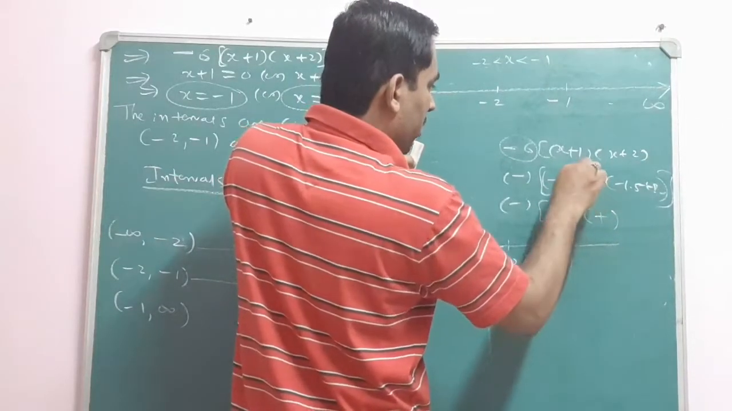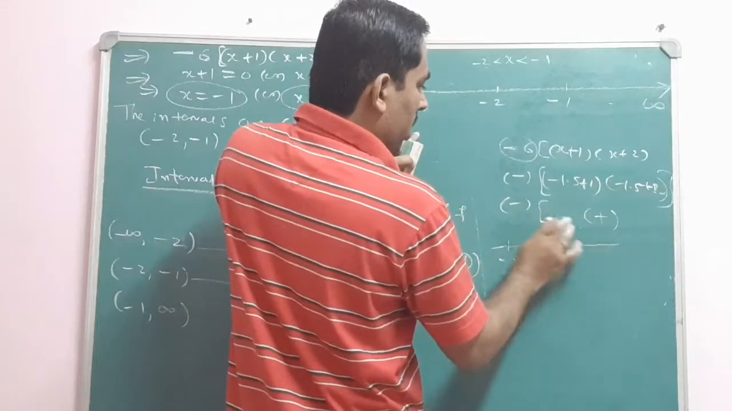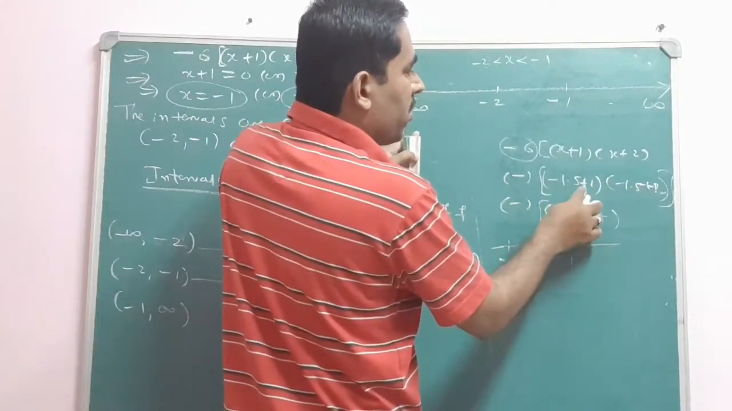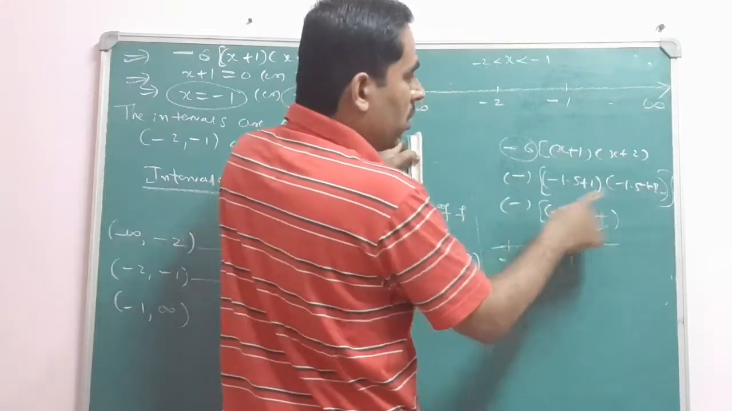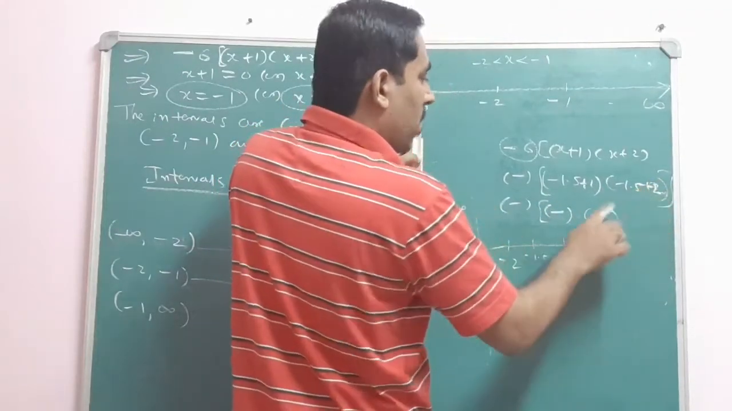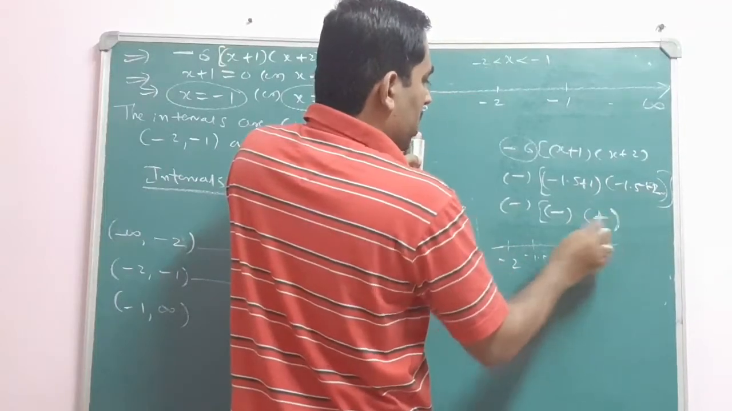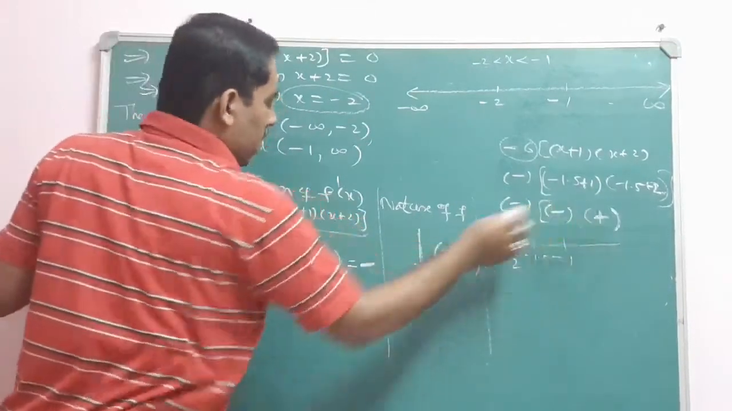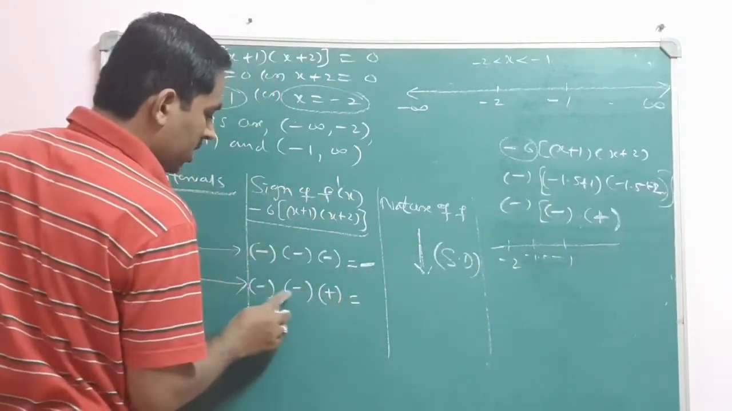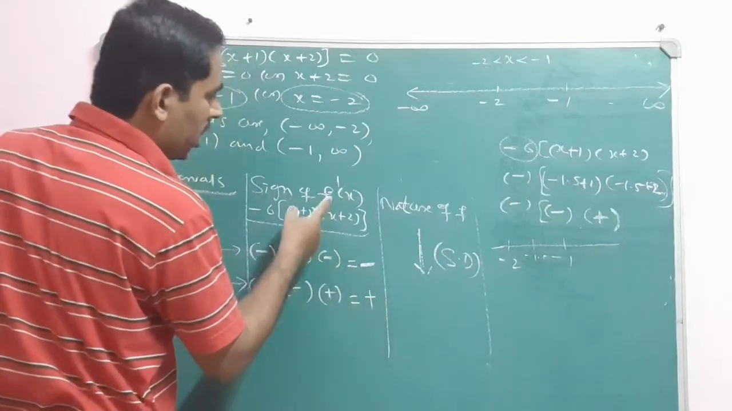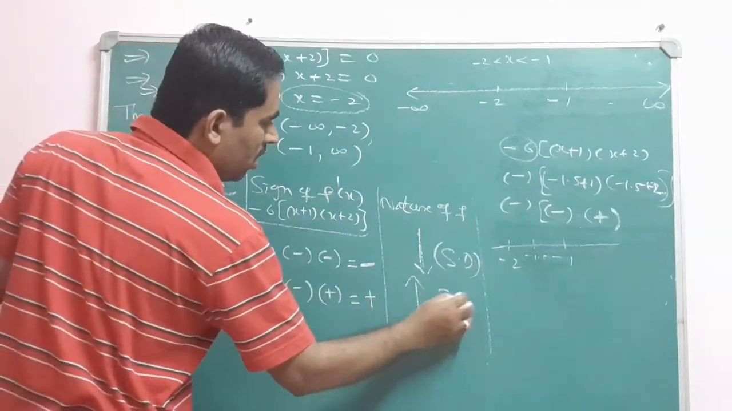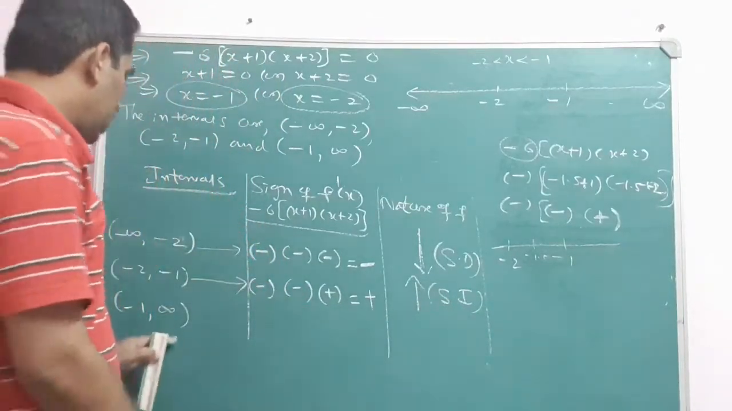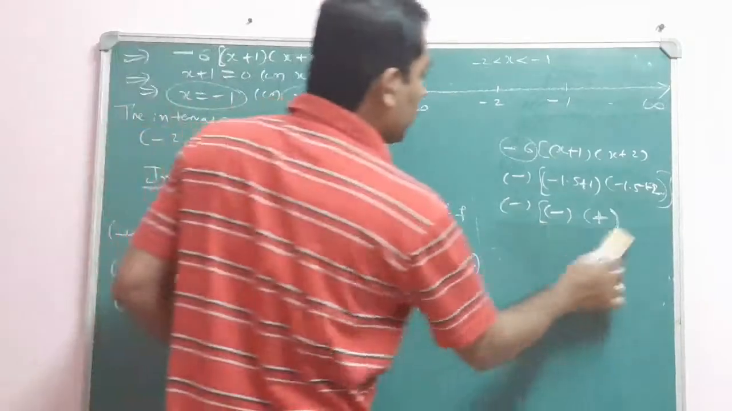So the sign of one factor is negative and the other is positive. Overall it will be minus into minus, plus, then into positive, so the sign of the derivative is positive. It is strictly increasing. Okay, strictly increasing. Then the last interval, we can consider the last interval.